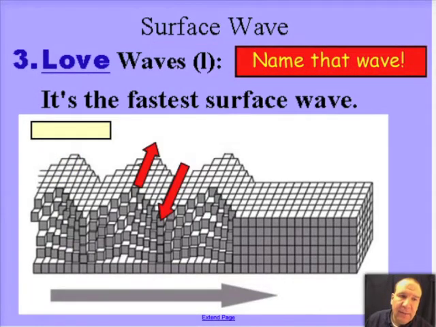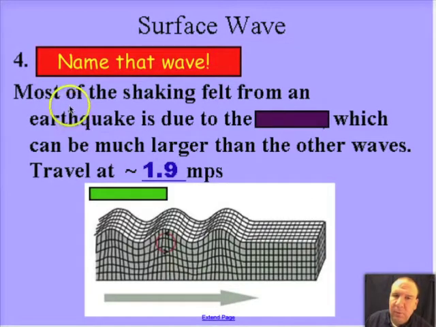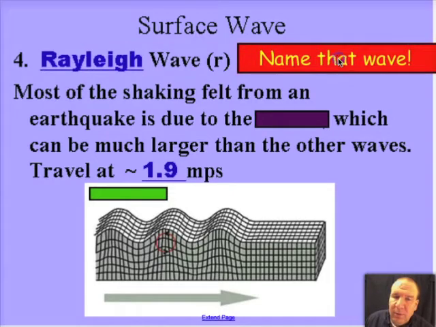And then the last type of wave, this is where most of the shaking felt from an earthquake is due to this type of wave. It can be much larger than the other waves and can travel at about 1.9 miles per second, sorry. Can you name that wave? It's the last wave we haven't talked about. It's the Rayleigh wave. Oop, that must be underneath there too.